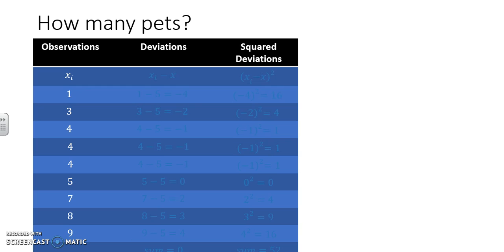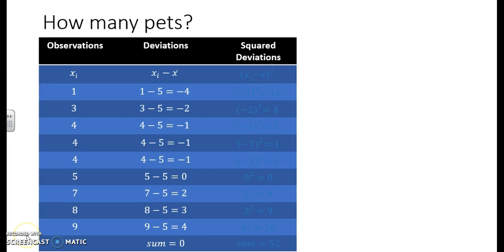Now we want to go ahead and find the deviation. To find the deviation, I simply have to take the mean and subtract it from each of my observations. 1 minus 5, 3 minus 5, 4 minus 5, and so on. Now, I could take the sum of these because essentially I want to find the average deviation. But if you notice, when I add all of these up together, I get 0.